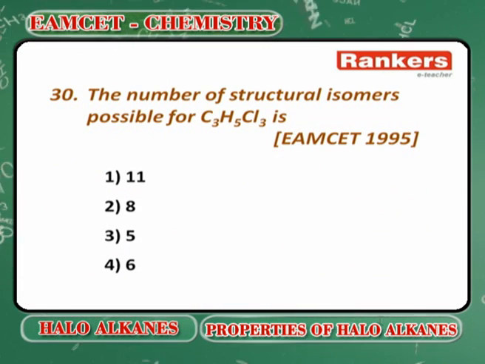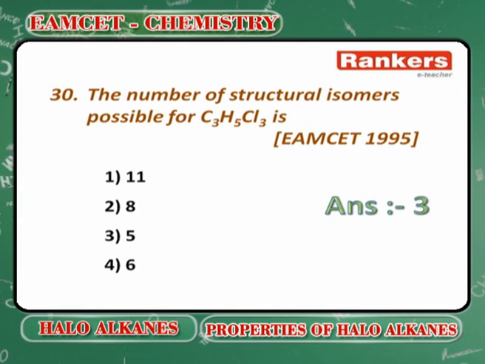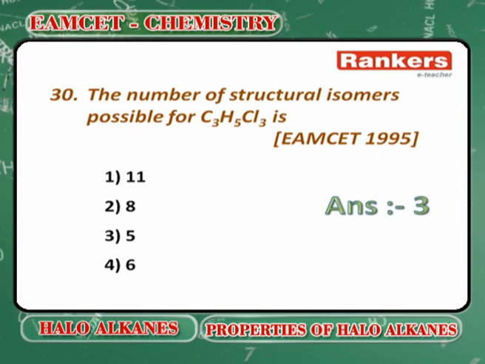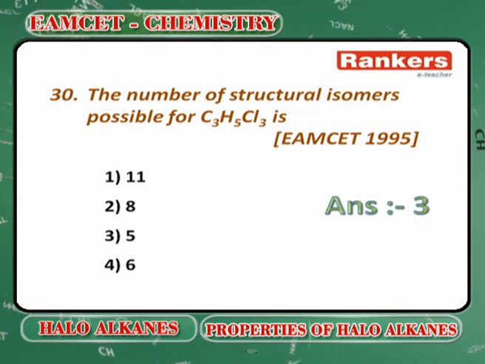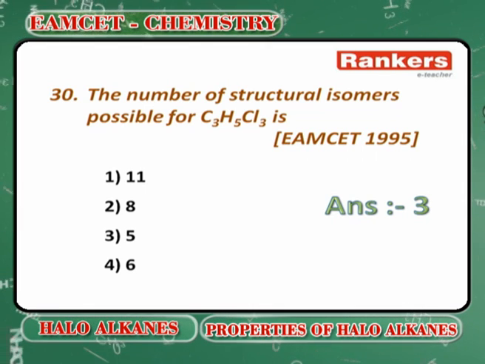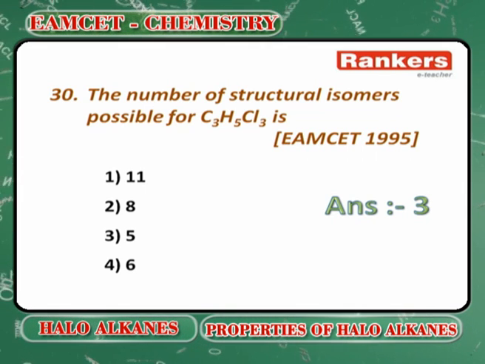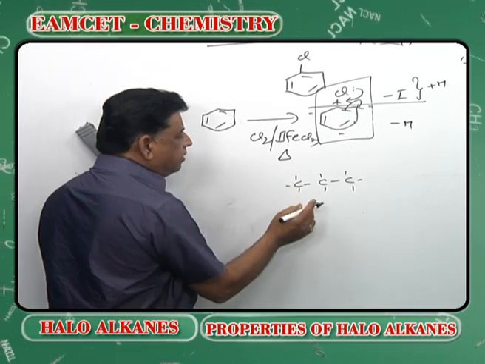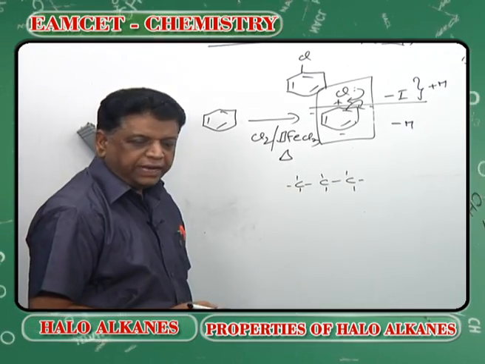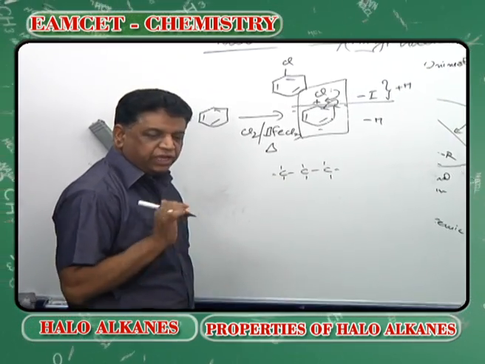Next, the number of structural isomers possible for C3H5Cl3. That means there are 3 carbons. I will work it out and show it, because you cannot easily guess it here. So we have 3 plus 2 plus 3, a total of 8 hydrogens, of which 3 are replaced by chlorines.